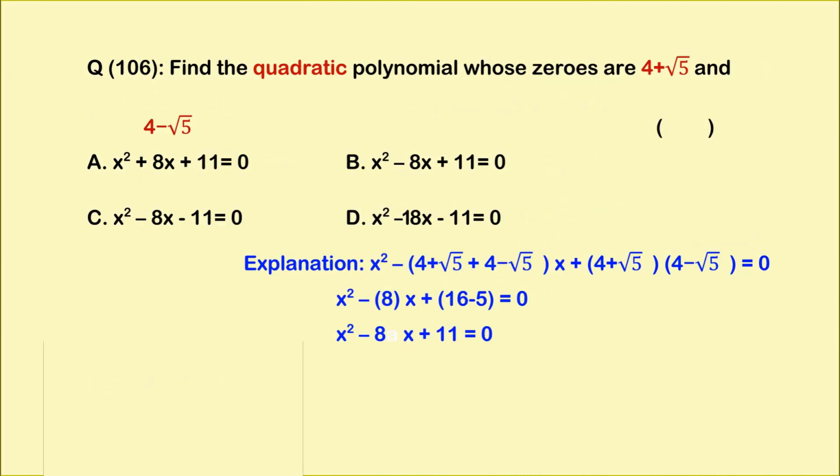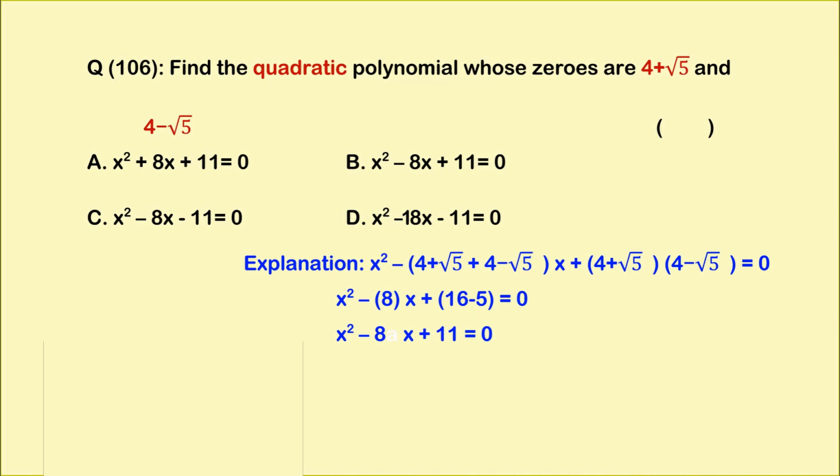Question number 106. Find the quadratic polynomial whose zeros are 4 plus root 5 and 4 minus root 5. If you substitute the values of alpha and beta in the given expression, we will get x square minus bracket of 4 plus root 5 plus 4 minus root 5 of x plus 4 plus root 5 into 4 minus root 5. In the second term, there are two terms, plus root 5 and minus root 5. They get cancelled. 4 plus 4 is 8.